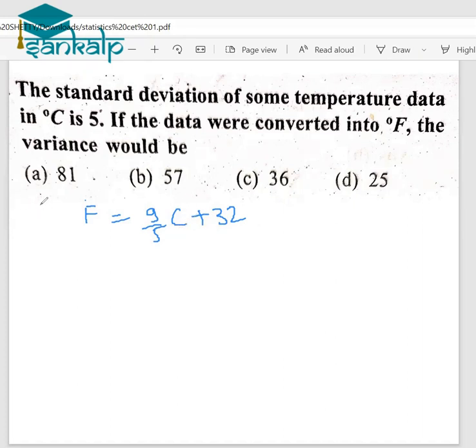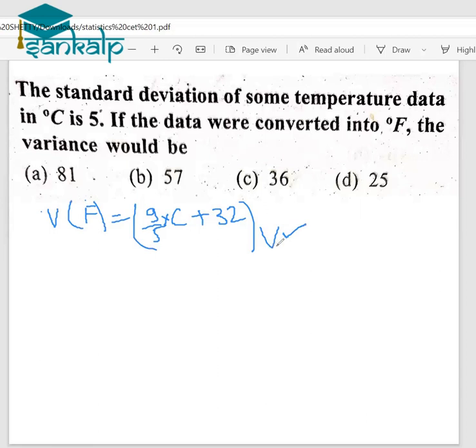So here we need to calculate the variance of this data. To calculate the variance of F, we apply variance on both sides. See, variance will change only when the score is getting multiplied. Here 9 by 5 is getting multiplied with C, and 32 is getting added. There will be no problem when we are adding or subtracting; there will be no change in the variance.